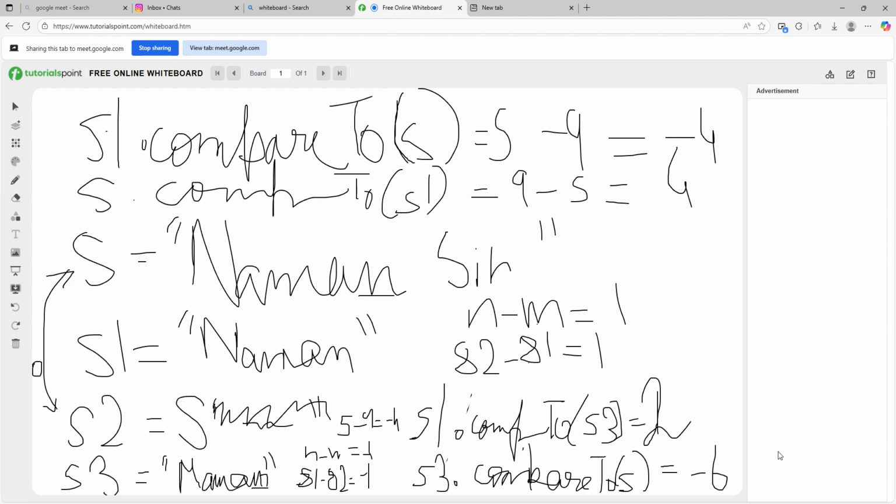Yeah, so like this only it will compare and give the values. You can give however big strings, and it will just give the values. That's it. Chapter over. That's all.